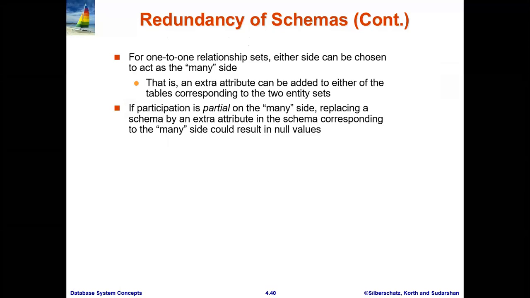If participation is partial on the many side, then adding an extra attribute in the schema corresponding to the many side could result in null values. If participation is full, and we assume one of the sides is many and add an extra attribute to the many side, then it is not null. This we have seen.